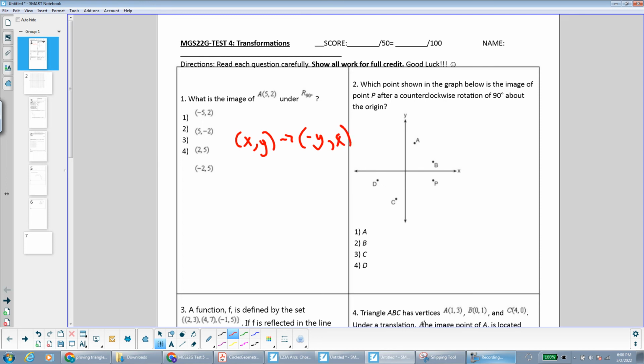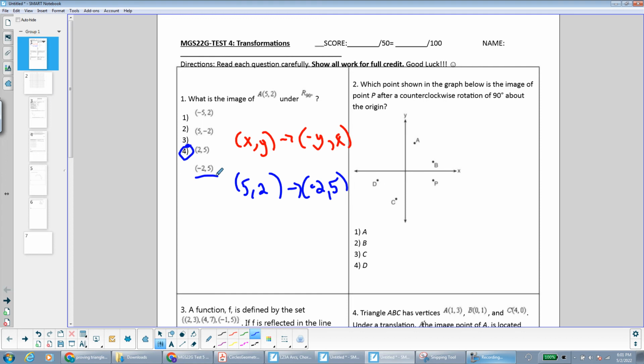So here you can see what that looks like. The x and y coordinates switch spots, and the original y coordinate becomes negative. That means the sign switches. If it's positive, it becomes negative. If it's negative, it becomes positive. So the point we have here is 5, 2. The original y coordinate is 2, so that's going to become negative 2. And the order of the x and y coordinates is going to change. So that is choice 4, negative 2, 5.